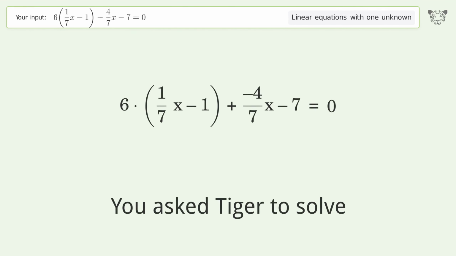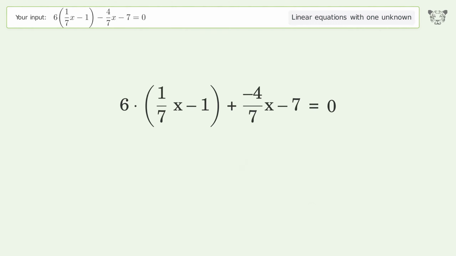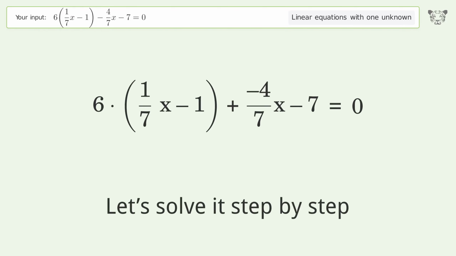You asked Tiger to solve this. It deals with linear equations with one unknown. The final result is x equals 91/2. Let's solve it step by step.